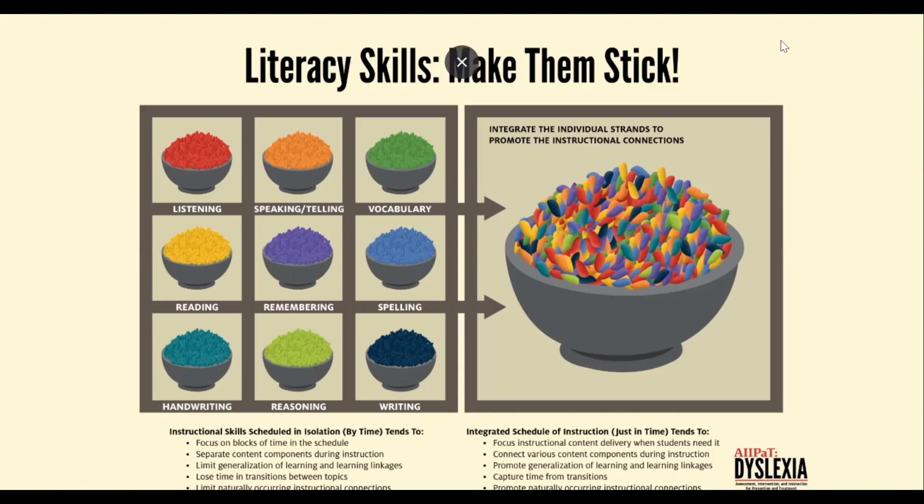Let's look at an alternative. Let's look to the right of the graph. When you look at the right side of the graphic, you will see a large bowl. The large bowl is filled with multiple colors that are mixed up. This denotes the integration of the different content that is contained within the large bowl. There are no borders between the components. All the literacy skills can be taught together.